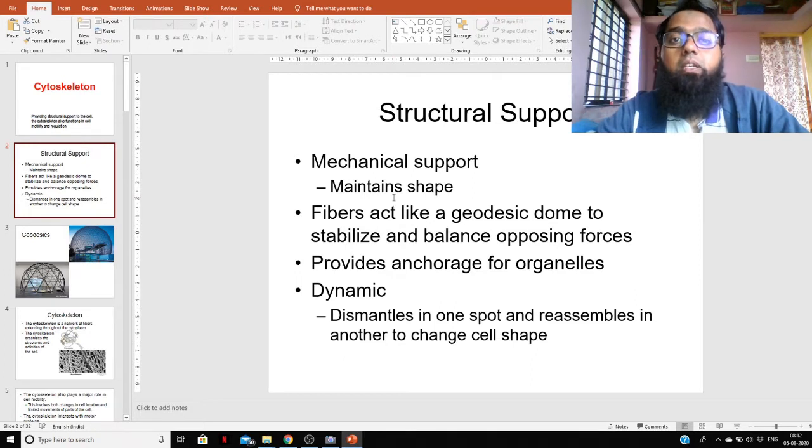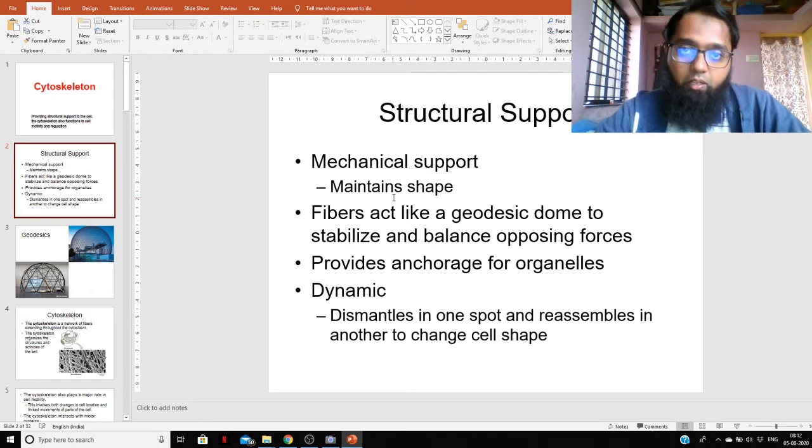That means it is able to get dismantled at one spot and reassemble in another to change cell shape. You might be getting an idea that the cytoskeleton might be a rigid structure as it is present in our body, but it is not like that. The cytoskeleton is very flexible, very dynamic. That means they are able to undergo assembling and disassembling, assembling and disassembling. For this, the cytoskeletal structure needs to have a proper protein structure.